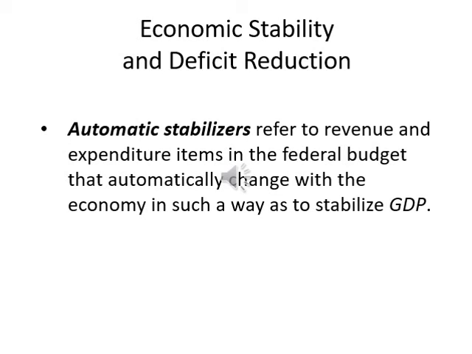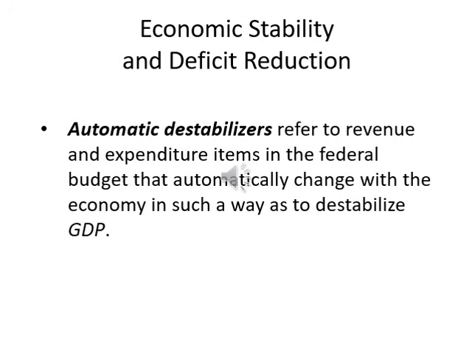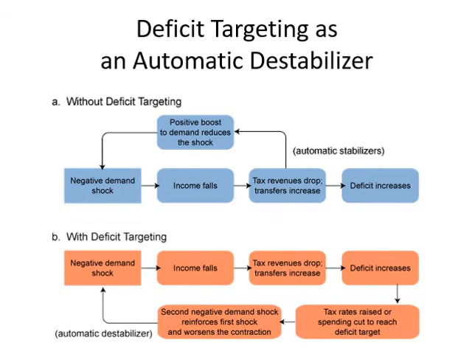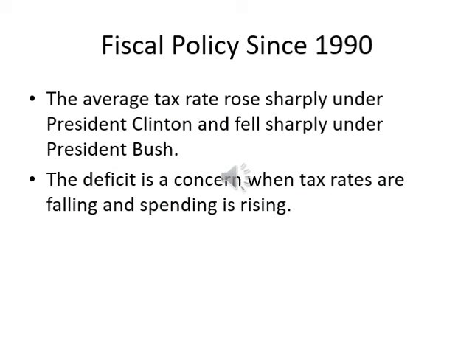Automatic destabilizers refer to revenue and expenditure items in the federal budget that automatically change with the economy in such a way as to destabilize GDP. The average tax rate rose sharply under President Clinton and fell sharply under President Bush. The deficit is a concern when tax rates are falling and spending is rising.